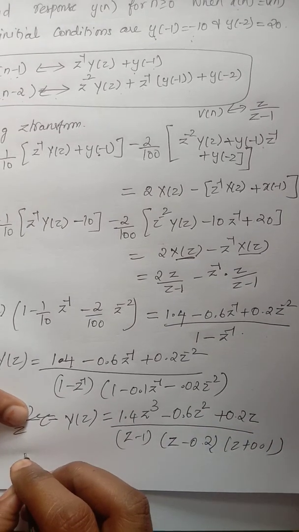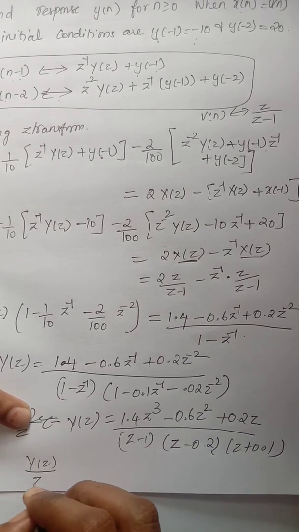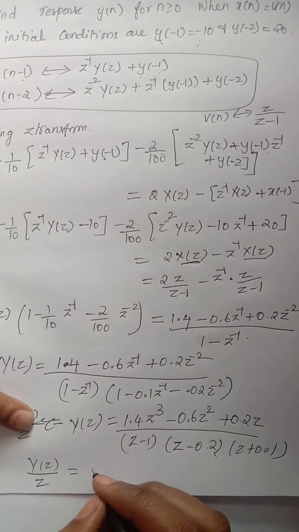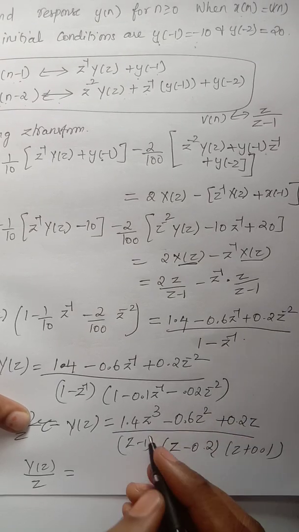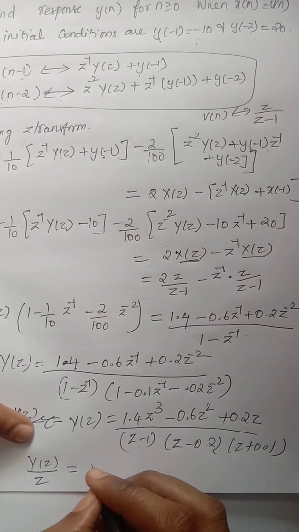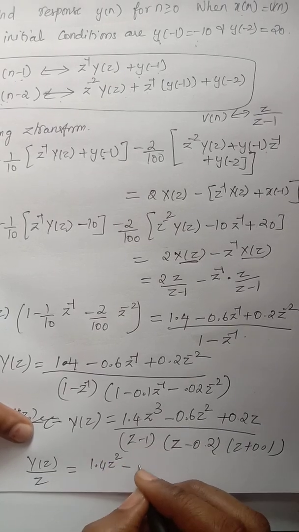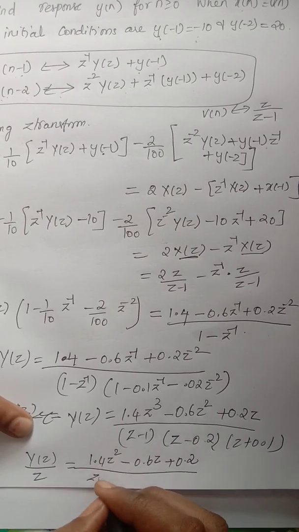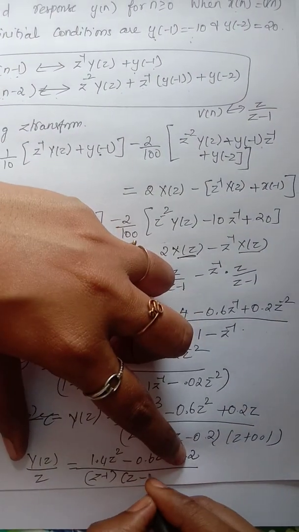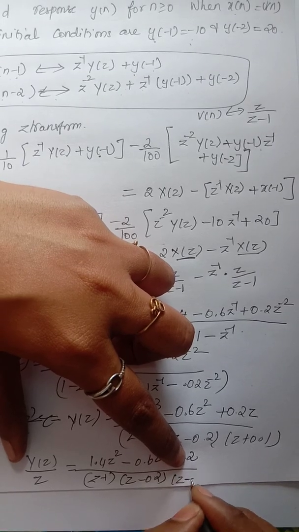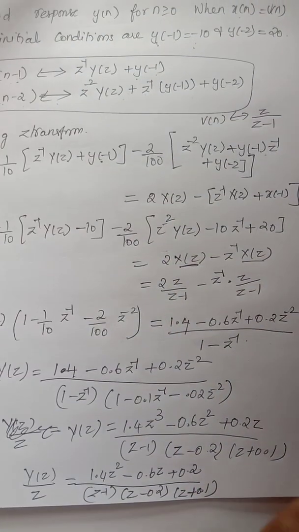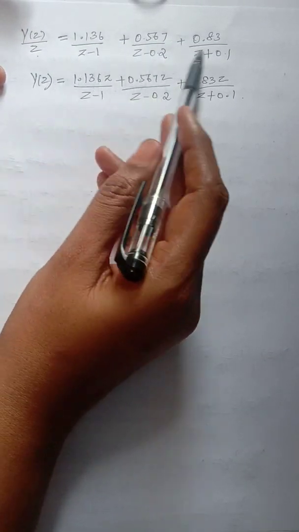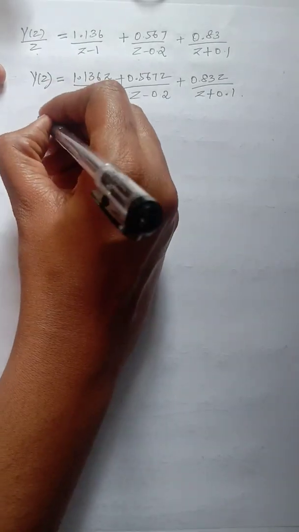So now you can find y of z by z. When you divide this by z, take this z outside, so here it will become 1.4 z square minus 0.6 z plus 0.2 divided by z minus 1, z minus 0.2, z plus 0.1. Now apply partial fraction for this. While applying partial fraction, you will get this resultant. Then finally you need to find y of n.